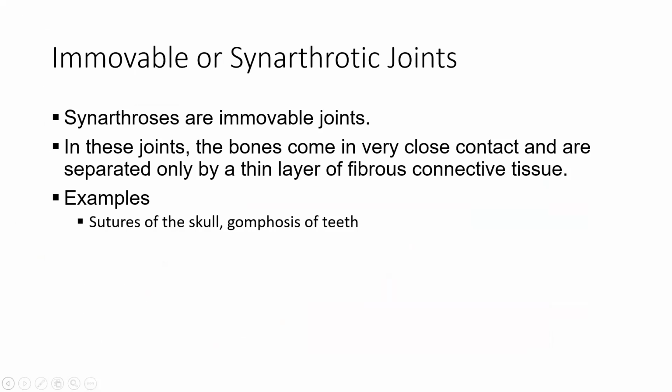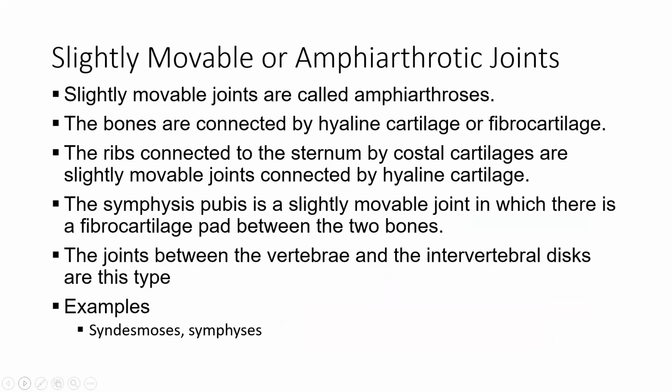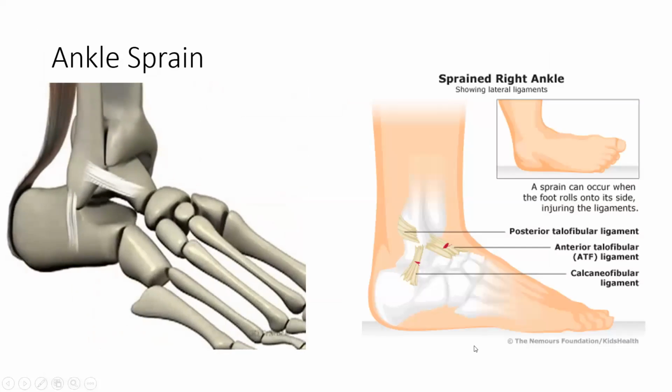We have the synarthrotics, where we are immovable. We have connective tissue holding these joints together. Sutures and gomphoses are the immovable joints. The slightly movables, the amphiarthrotics, are going to be the intervertebral discs between the vertebrae, the pubic symphysis with the fibrocartilage pad, the ribs and the hyaline cartilage, the syndesmosis, where we have the ligament holding the fibula to the tibia. And of course, we see what happens here with the fibula.